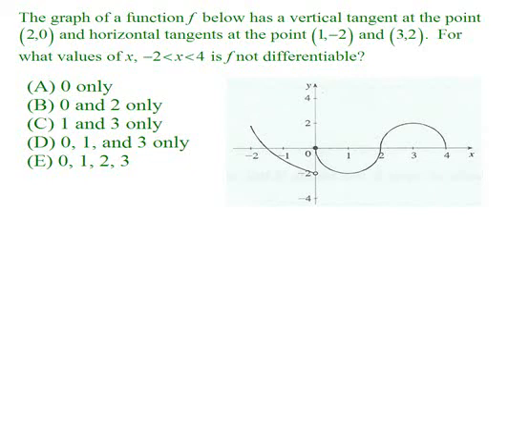We now know that the graph is not differentiable where it has cusps, discontinuities, and vertical tangents. There are no cusps in this graph, but I can see a discontinuity at 0. We can eliminate choice C because it doesn't list 0 in it. There's a vertical tangent at 2, so 0 and 2 are the only places where f is not differentiable. That means our answer is B.